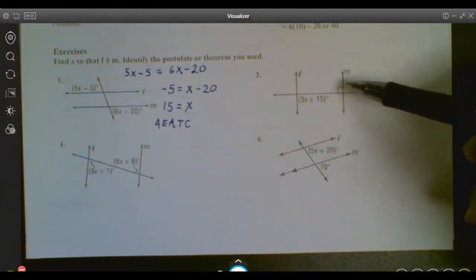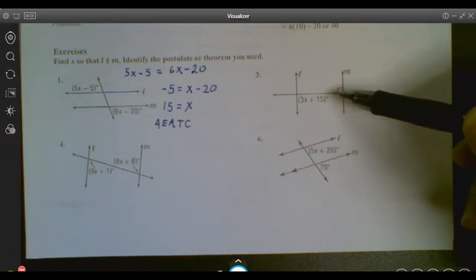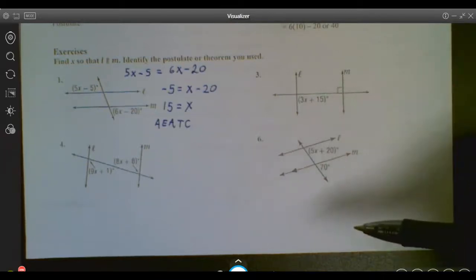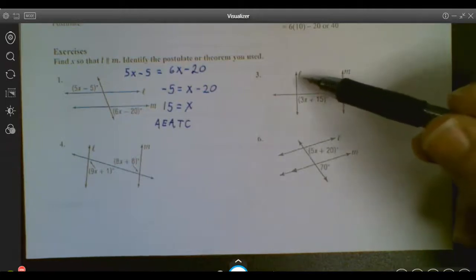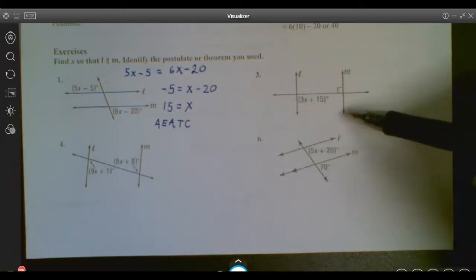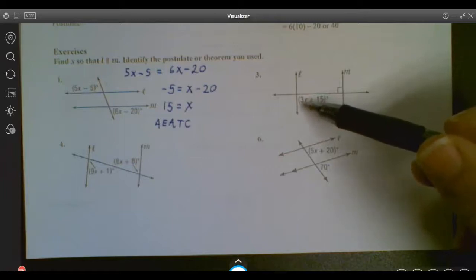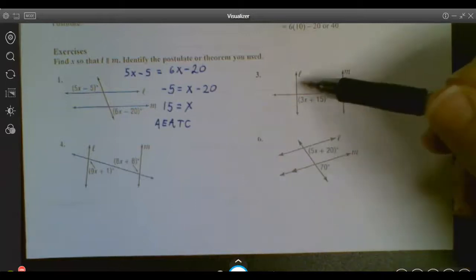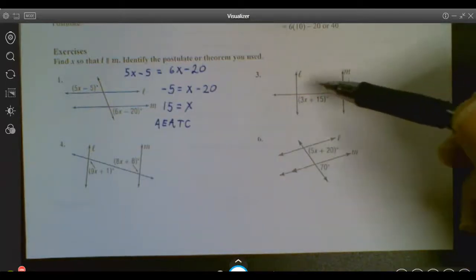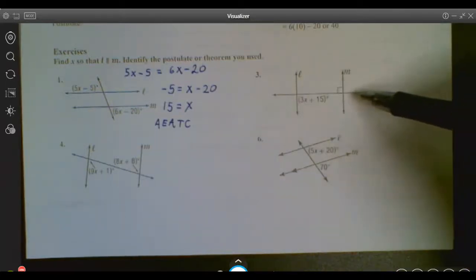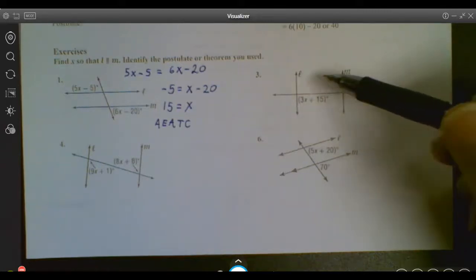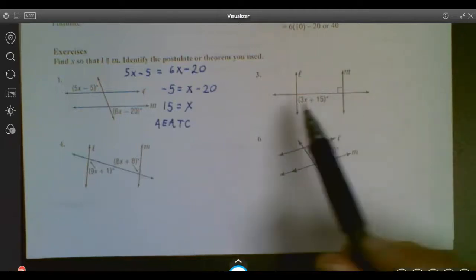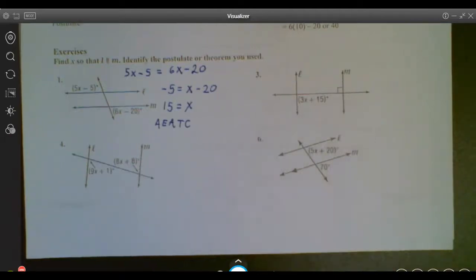Well, if M is perpendicular to the transversal, then in order for this line to be parallel to this line, this one would also have to be perpendicular to that guy, right? And so what we're seeing is if line L is perpendicular to this line, and line M is perpendicular to this line, then that must mean that these two guys are parallel to each other. If they're both perpendicular to the same line, then they have to be running the same direction. They have to be parallel to each other.